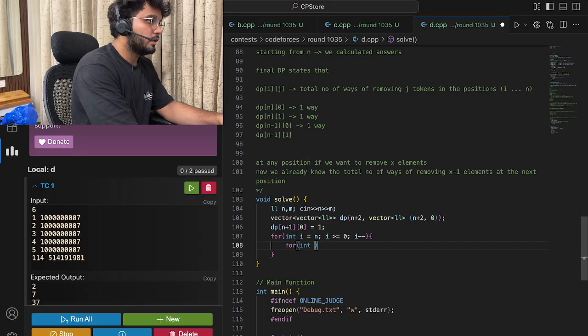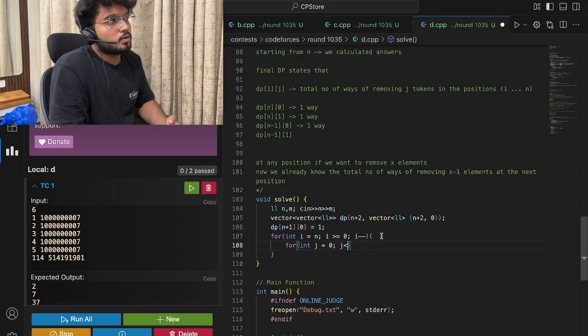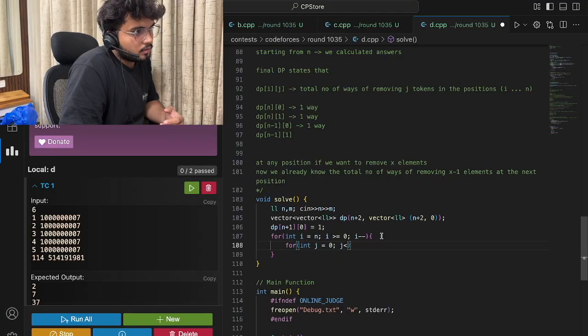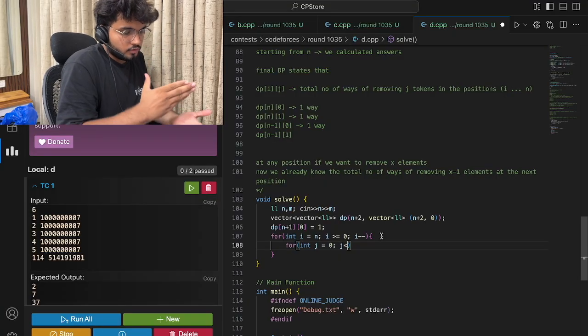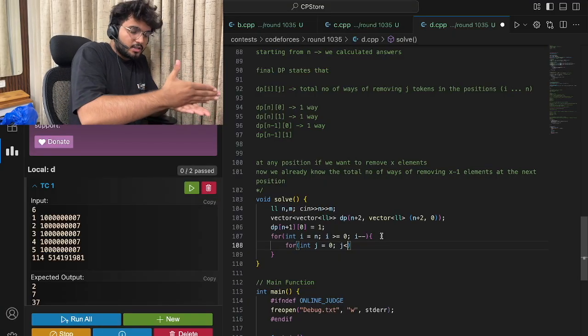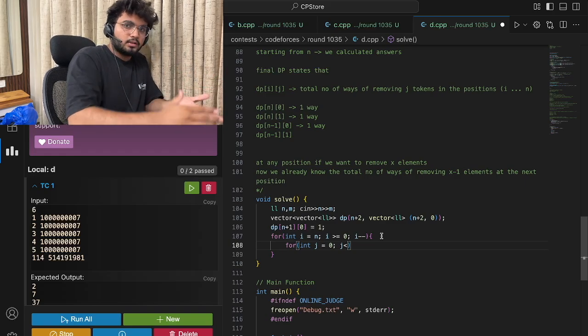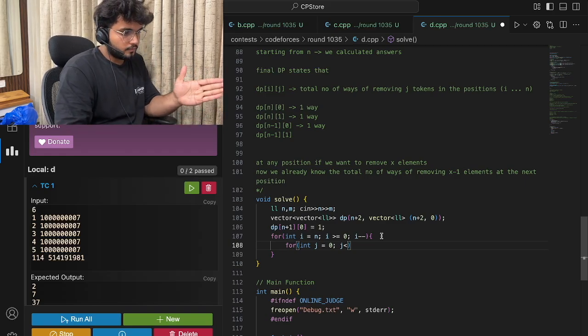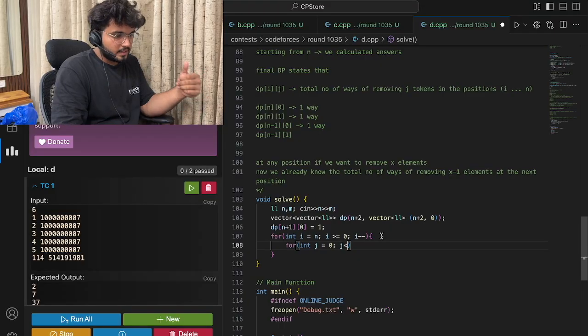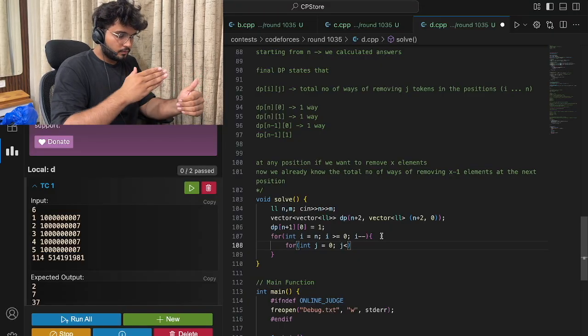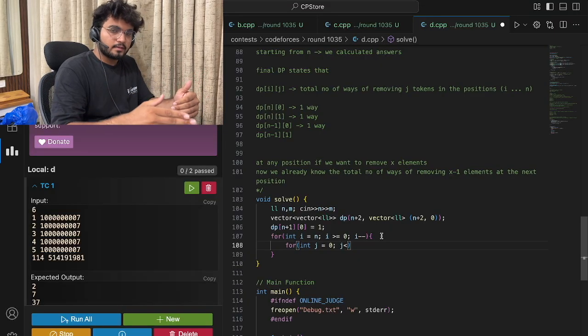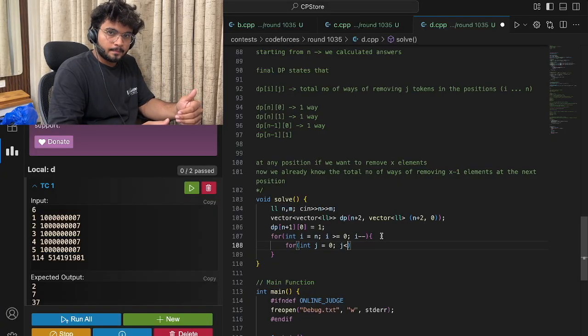For int j equals to 0, j is less than... See, what is the maximum number of tokens that can be removed from the jth position? We can remove the jth token, the j plus 1th token till the nth token, right? So let's say we have total n equals to 7 and we are currently at the fifth position. So we can remove the 5th, 6th and the 7th token. And previously only the 6th and 7th token were removed.